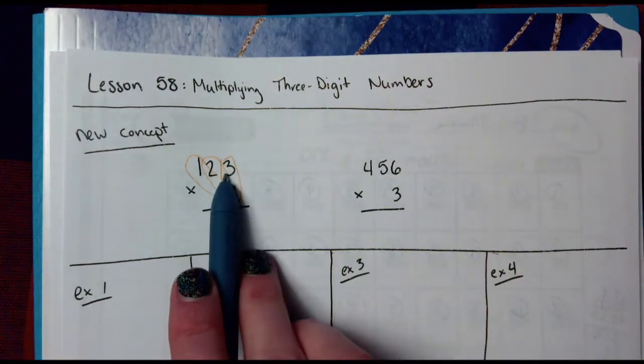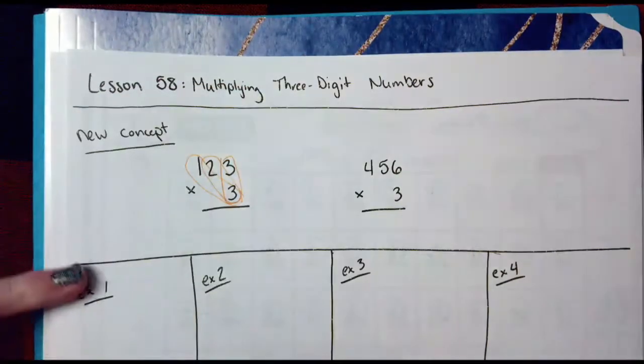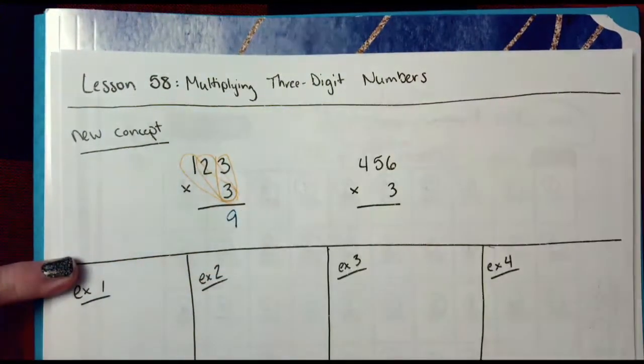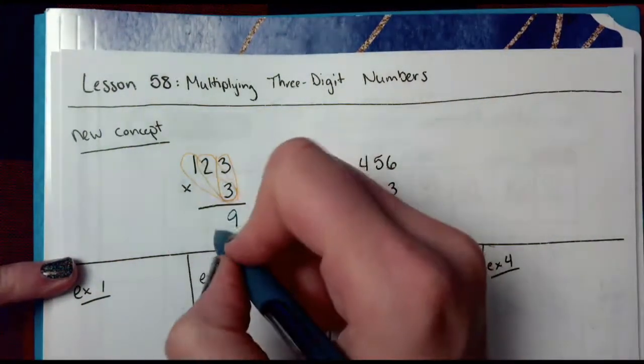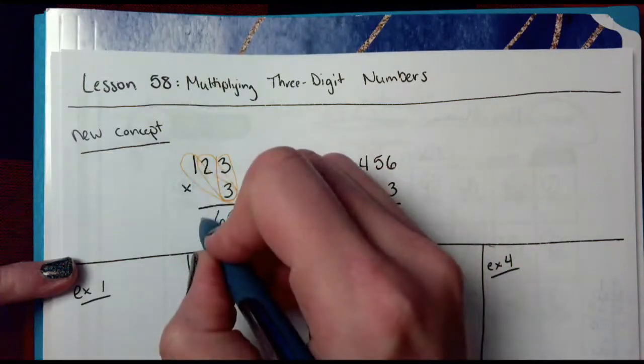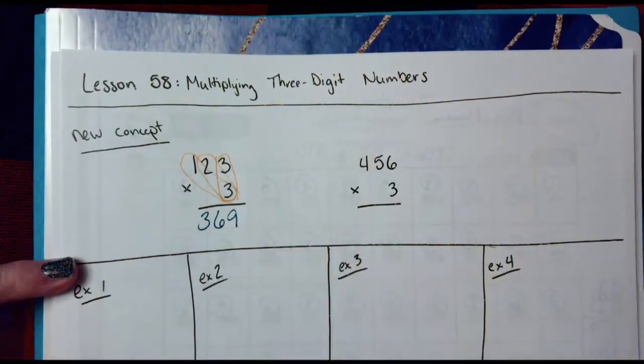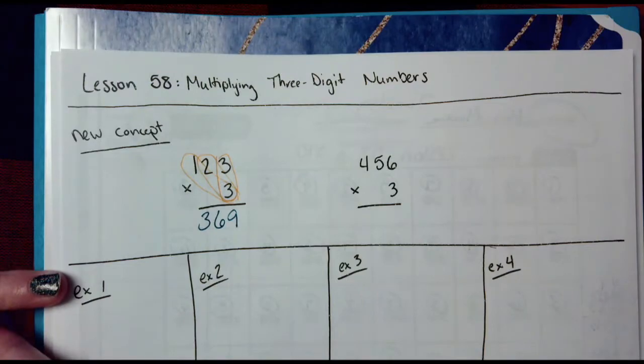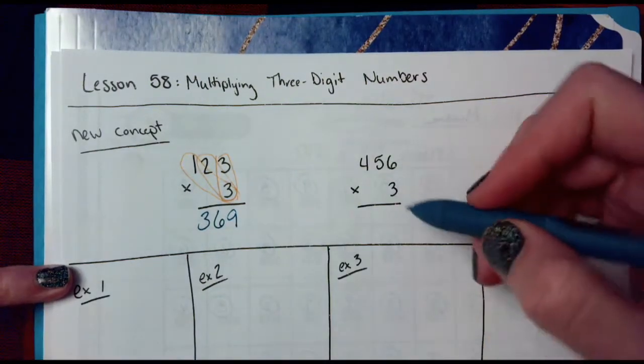What would be 3 times 3? 3, 6, 9. So 9 is right here. Then 3 times 2 is 6. 3 times 1 is 3. So we get 369.